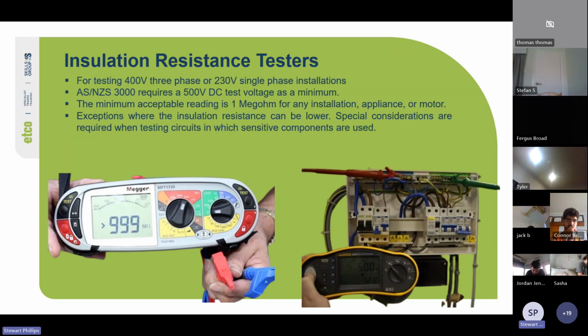For testing 400 volt three phase or 230 volt single phase installations, AS/NZS 3000 requires a 500 volt DC test voltage as a minimum. The minimum acceptable reading is 1 mega ohm, or 1 million ohms, for any installation, appliance, or motor. There are exceptions where the insulation resistance can be lower. Special considerations are required when testing circuits in which sensitive components are used. Does anyone know how to test a lighting circuit if it's already got LED lights installed?